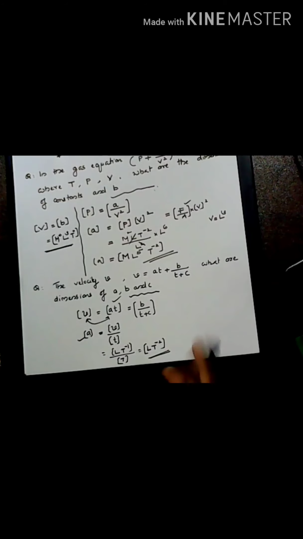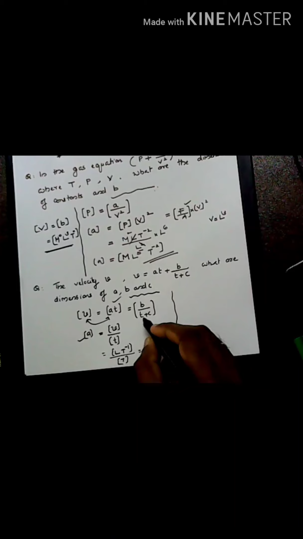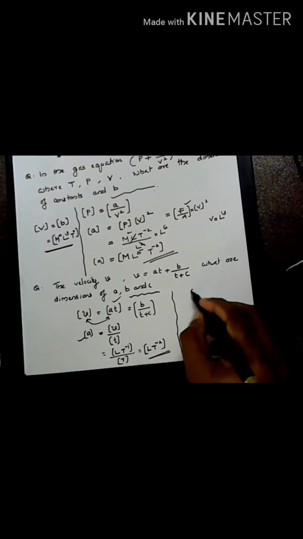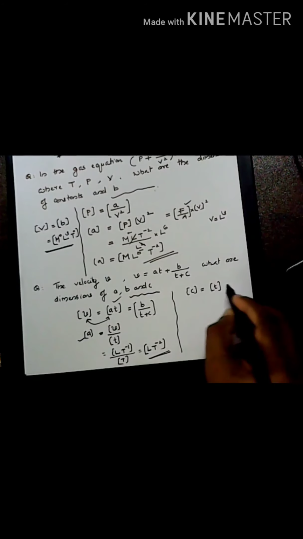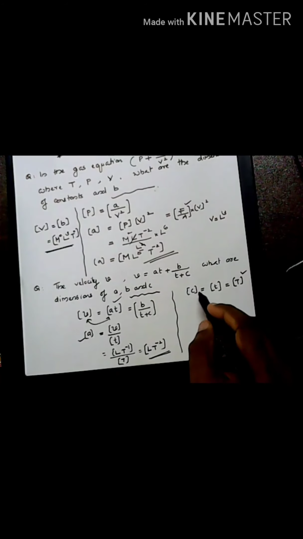Then what is the dimension for B and C? Look here in the denominator, the t is added to c. We know the additions are possible with the same parameters. So the dimension of c should be equal to t. The dimension of small t is nothing but the capital T. So we get the parameter c also.